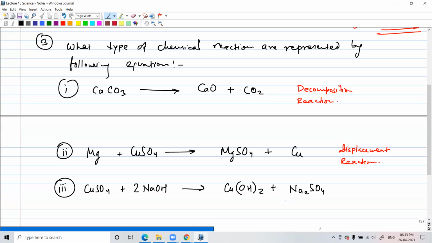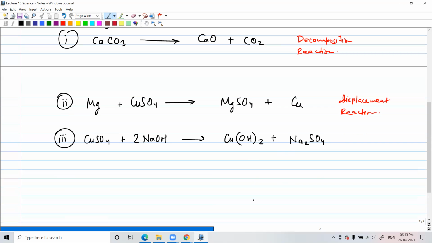Double displacement, sir. Yes, very good. What's happening here? Copper is displacing sodium and sodium is displacing copper. So sodium goes and makes this sodium sulfate, and copper makes this copper hydroxide. Right, so this is double displacement.